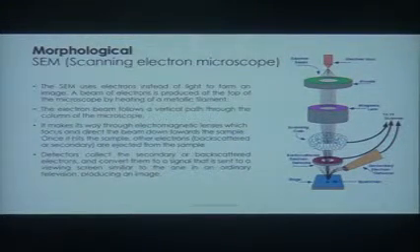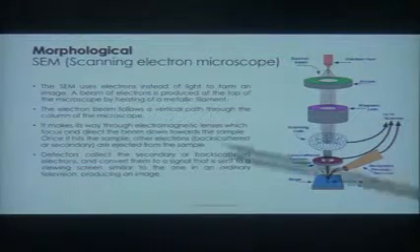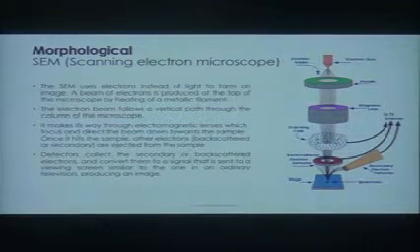All right, moving on, another morphological technique. This is probably, I think, the most common technique that's used, certainly in my lab and the ones around me. This is looking at a surface as a visual image that's gleaned from an electron backscattering event. Okay, so this is scanning electron microscopy.